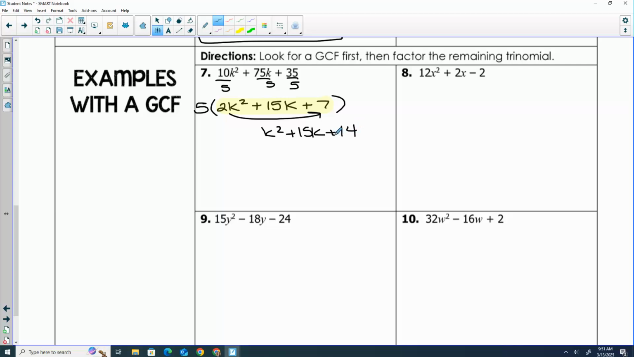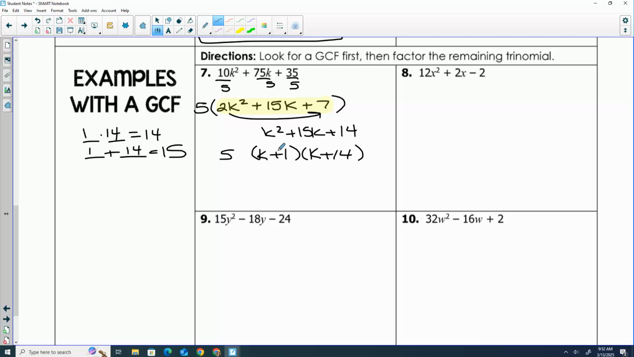Okay. So the 5 that I had just stays out in front. If it confuses you, you don't have to write it right now. It'll come back on our final answer. But I'm looking for two numbers that multiply to 14, add to 15. Okay, 1 times 14 is 14, 1 plus 14 is 15. So this factors into k plus 1, k plus 14. And we still have this 5 that we took out from before.